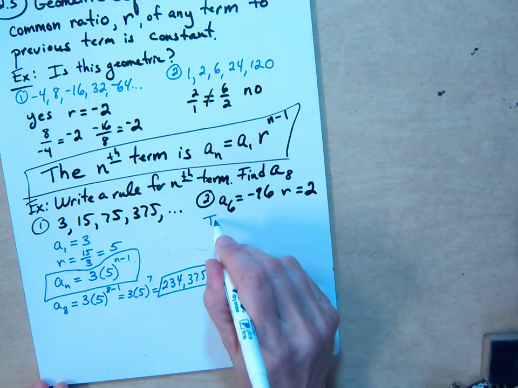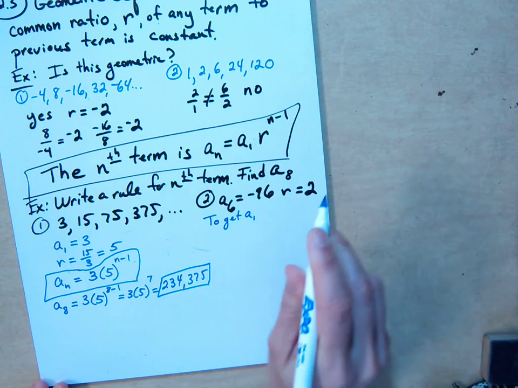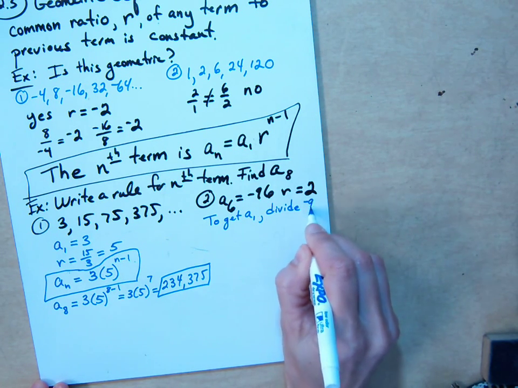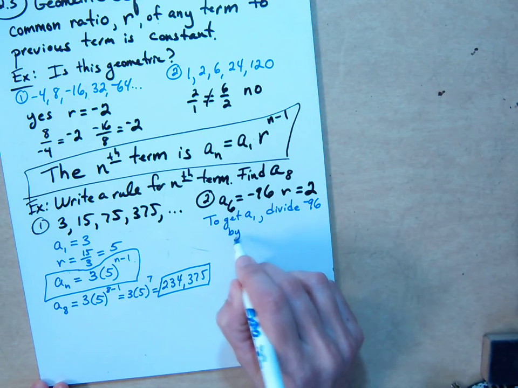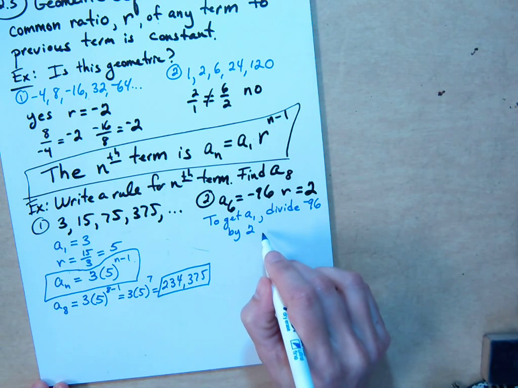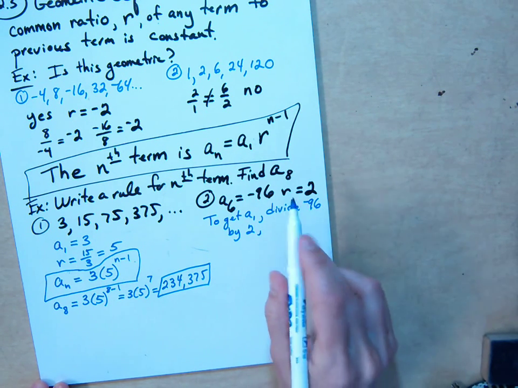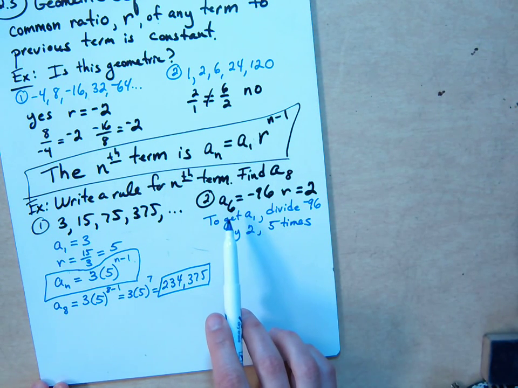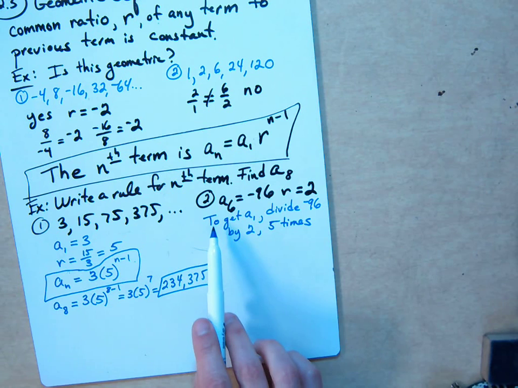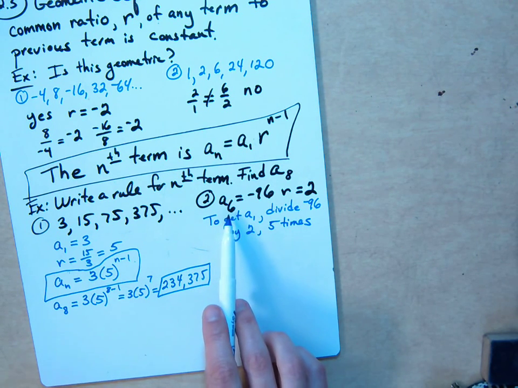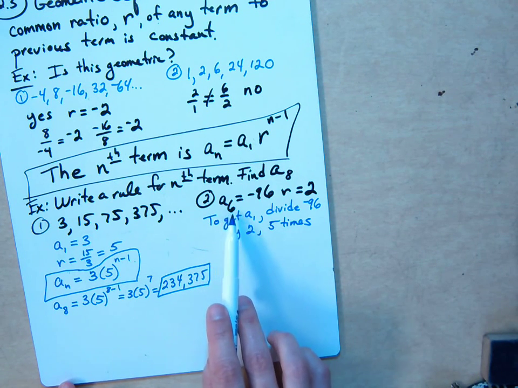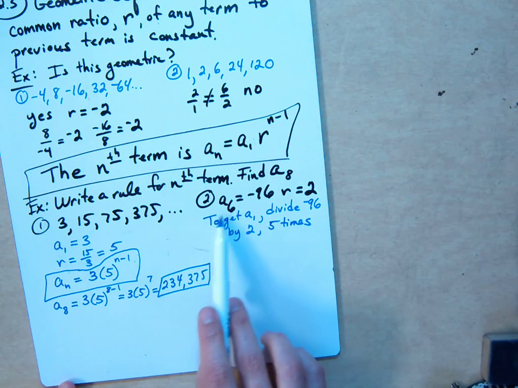So to get a sub 1, hopefully you see that you would divide negative 96 by the common ratio 2 how many times? Yeah, 5 times. And how did Rachel know that? Yes, Lauren, because the 6th term is 5 more than the first. To go from a sub 1 to a sub 6, just subtract the term numbers. 6 minus 1 is 5.